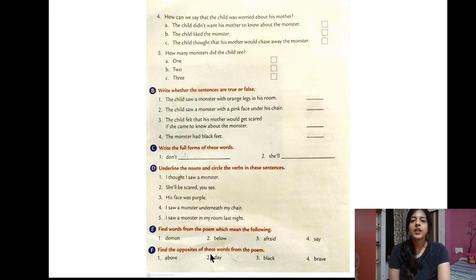Find the opposites. Like we found the synonyms, same word meaning, now we have to write the opposites. The opposite of above will be underneath. The opposite of day will be night. Black will be white. And brave will be scared. Those are all opposites. And how do we write opposites? We make an X. So write the X near above, day, black and brave, and write the correct answers.